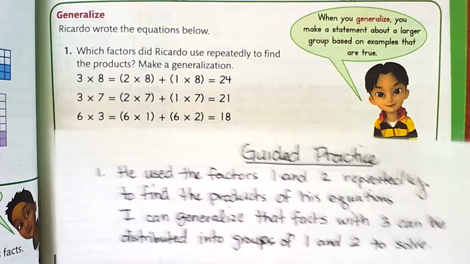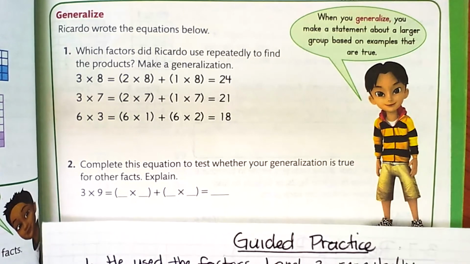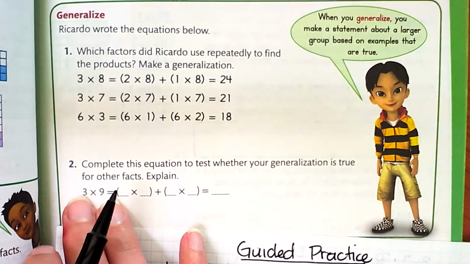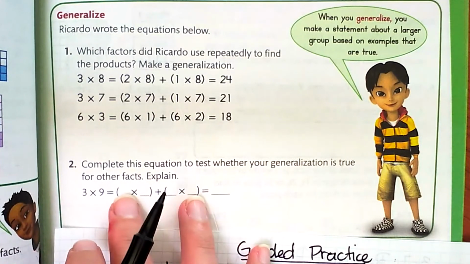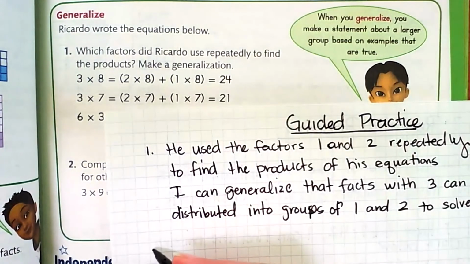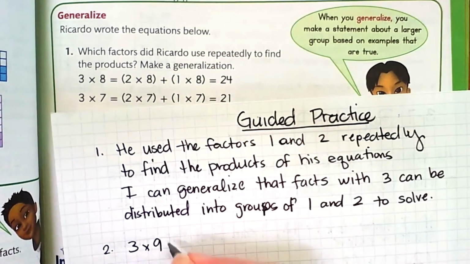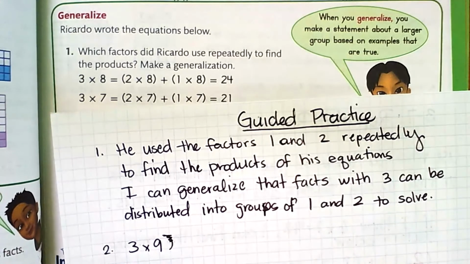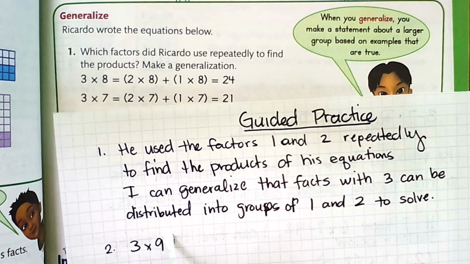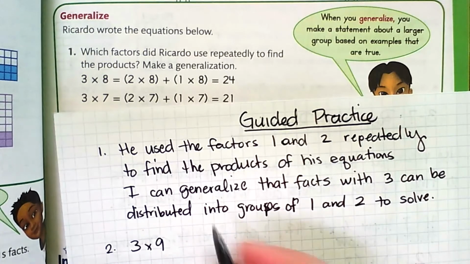For number 2, complete the equation to test whether your generalization is true of other facts. So 3 times 9. Now we're going to break it apart the same way that he did here. So we're going to take that 3 and we're going to decompose it or distribute it into these 2 parentheses into a group of 1 and 2. So let's write down our equation. 3 times 9 is going to be equal to what? So we're going to stop and we're going to figure out how we're going to distribute this the right way.